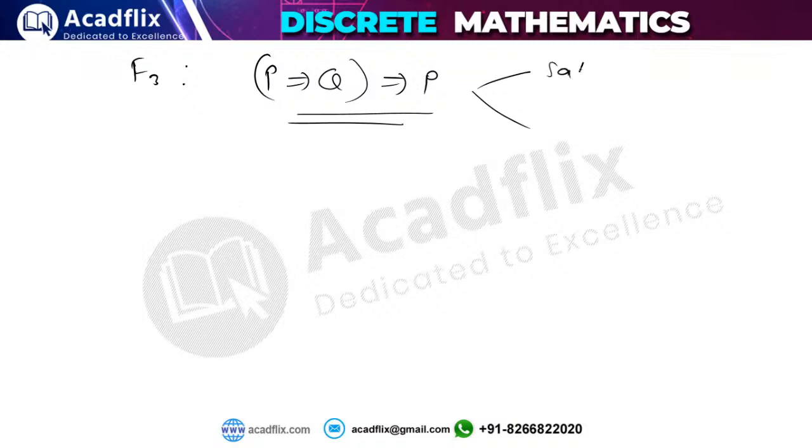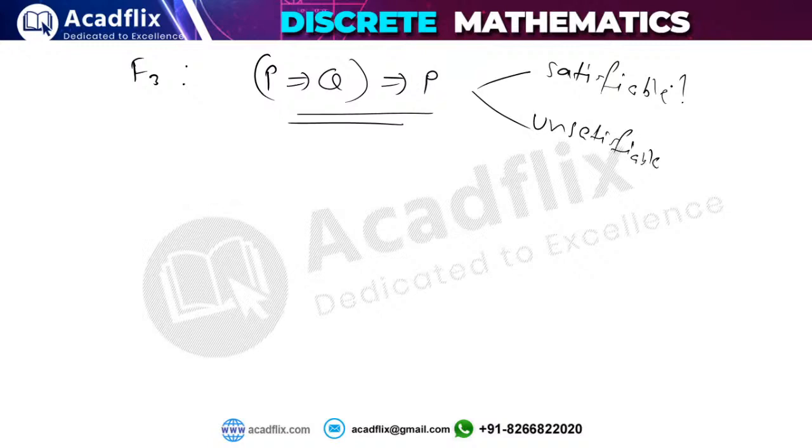I am giving you a formula. Let's call it formula F3, and this formula is: P implies Q implies P. Tell me, is this formula satisfiable or unsatisfiable?